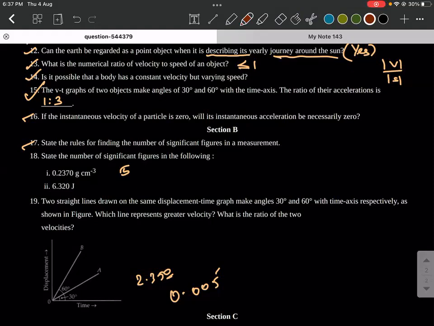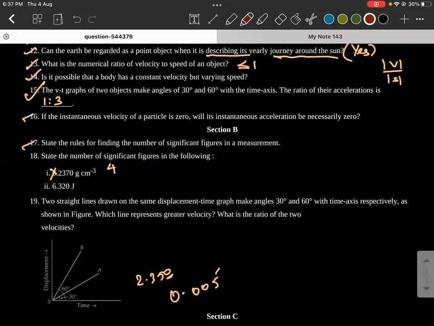In the decimal value, which zero becomes insignificant? The zero that is there before the first non-zero digit. So before 2, how many zeros are there? 1. This zero is not significant. Whereas after the non-zero digit, if you have a zero in a decimal, it is considered. So what should be the answer? You have 4 significant figures.